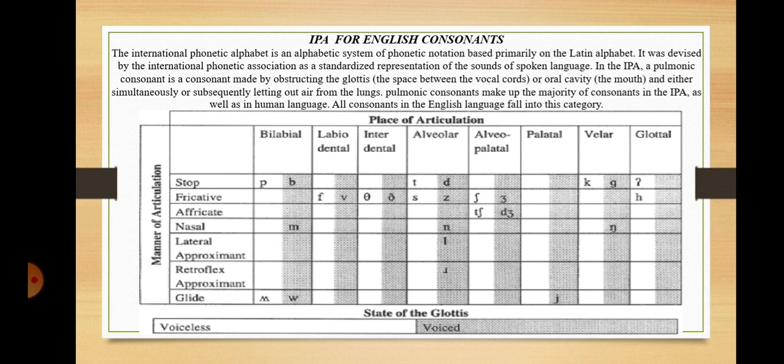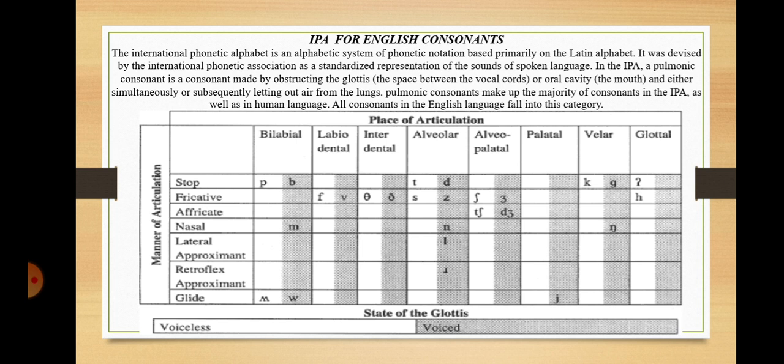As we have already discussed, the International Phonetic Alphabet is an alphabetical system of phonetic notation based primarily on the Latin alphabet. It was devised by the International Phonetic Association as a standardized representation of the sounds of spoken language. In the IPA, a pulmonic consonant is a consonant made by obstructing the glottis, the space between the vocal cords, or the oral cavity, the mouth, and either simultaneously or subsequently letting out air from the lungs.